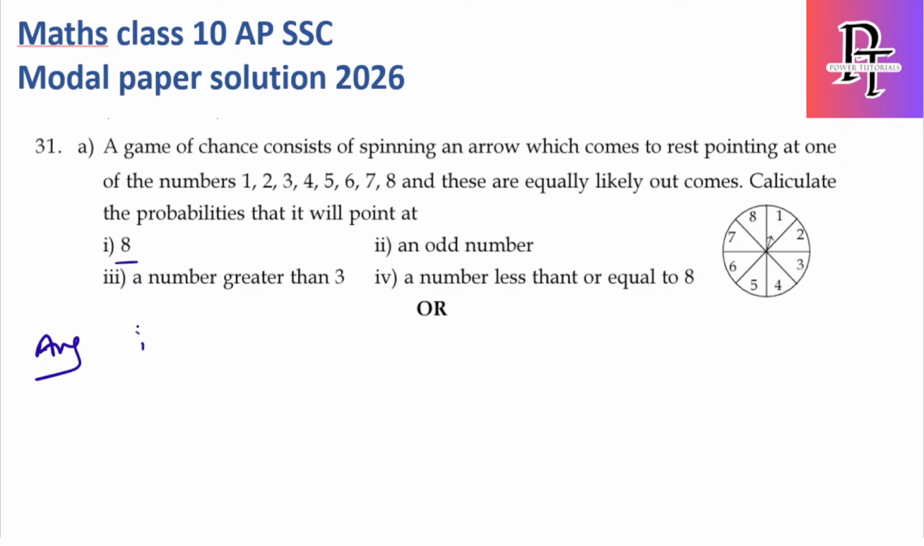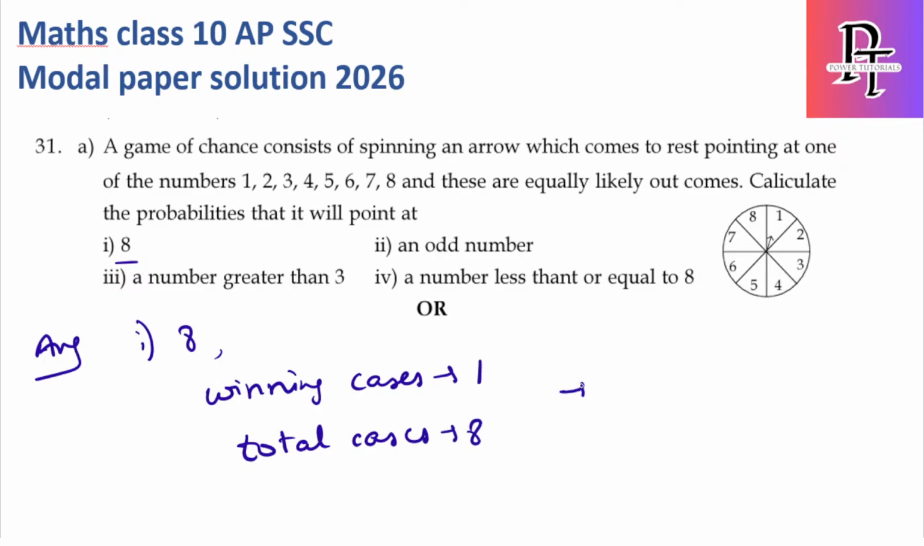First one, if it is pointing at 8, the winning cases are 1. I'll write it. Always remember, for a probability question, make sure to write both the winning cases as well as the total cases. So for 8, the winning cases are only 1, whereas the total cases are 8, hence the probability is 1 by 8.